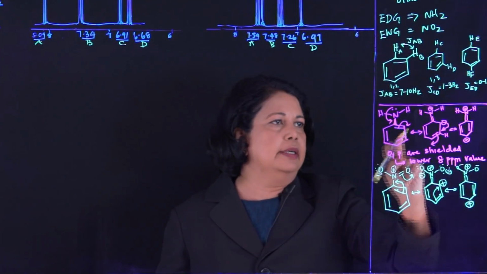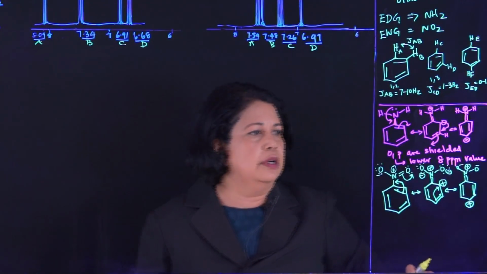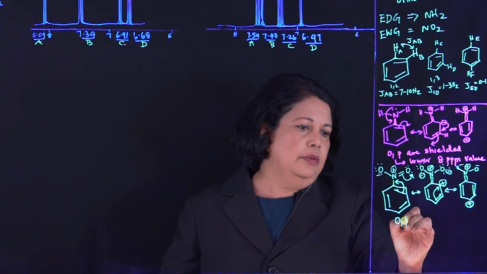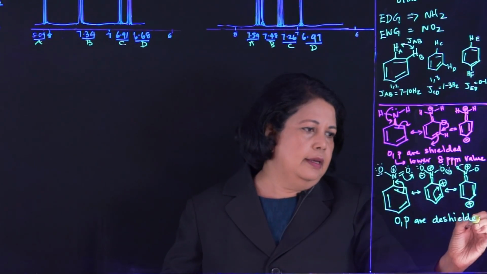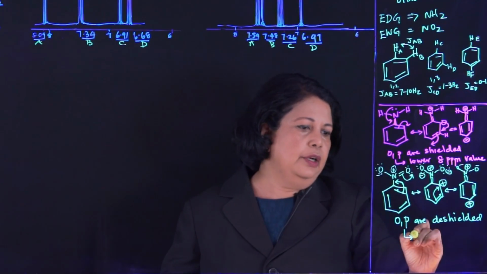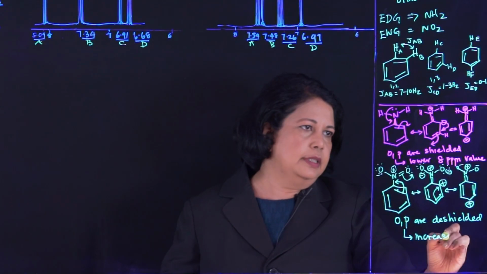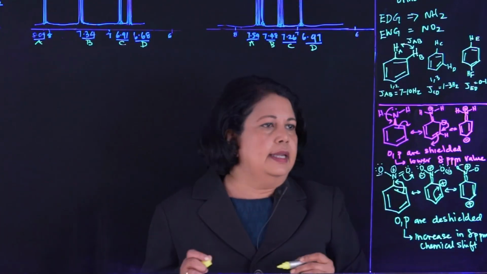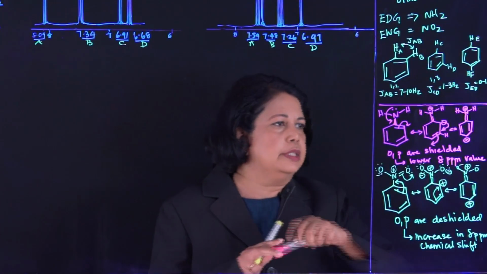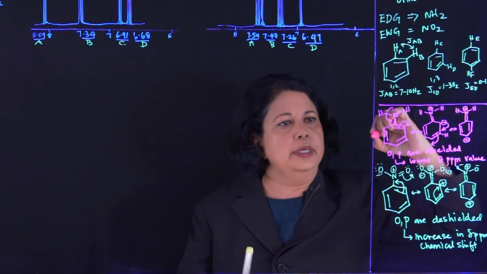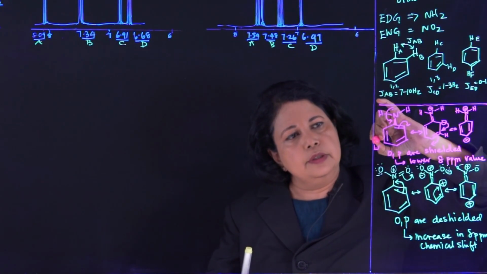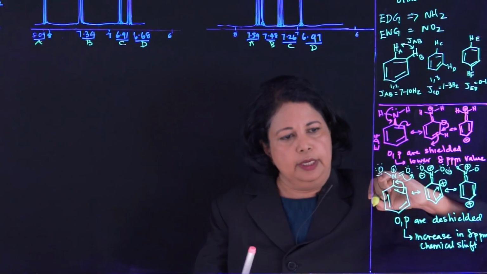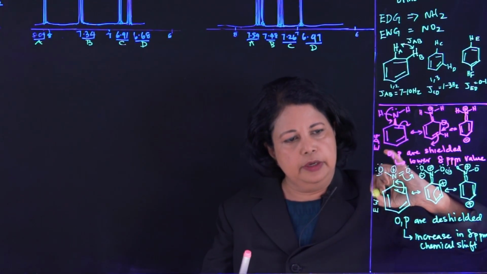Ortho and para are shielded for an electron donating group, and ortho and para are de-shielded for an electron withdrawing group, and you'll have an increase in the chemical shift, delta ppm. And as I said before, NH2 is going to be an electron donating group. So this would be for the electron donating group, and this would be for the electron withdrawing group. So you have two different scenarios.